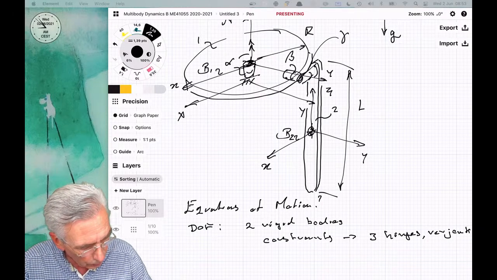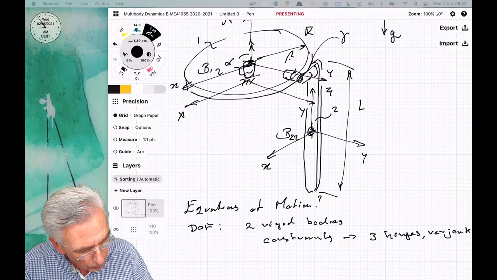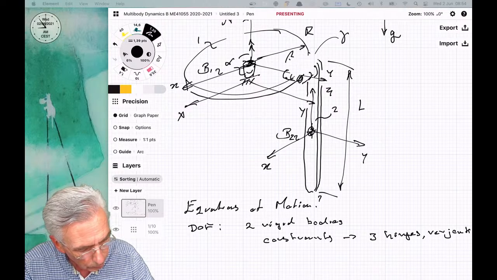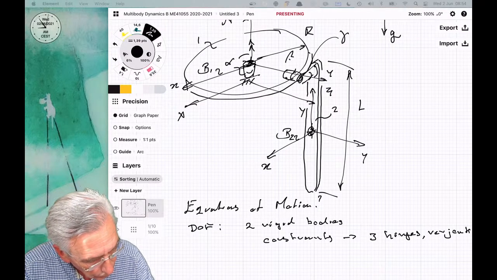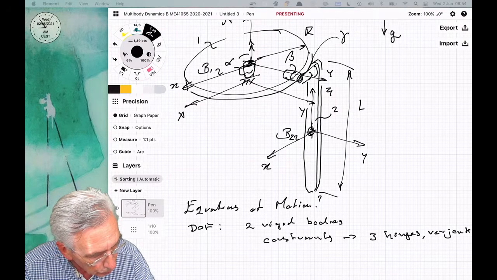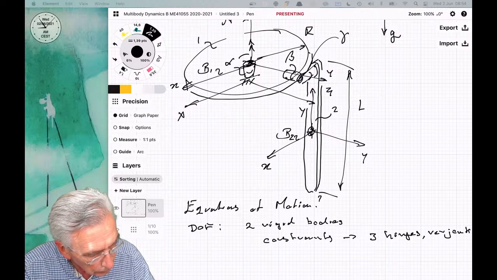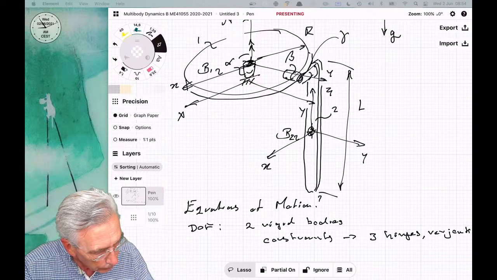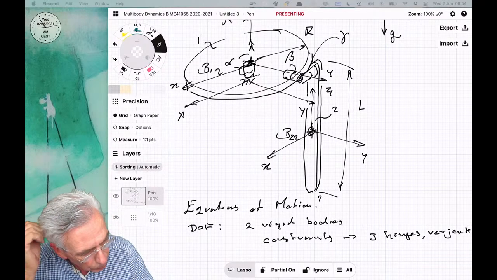But there's a snake here, because here the revolute joint is connected to another joint. And that makes it a bit troublesome. So how are we going to solve that?